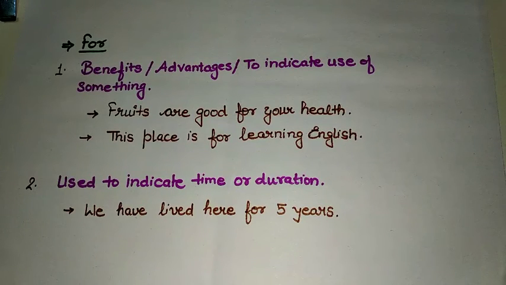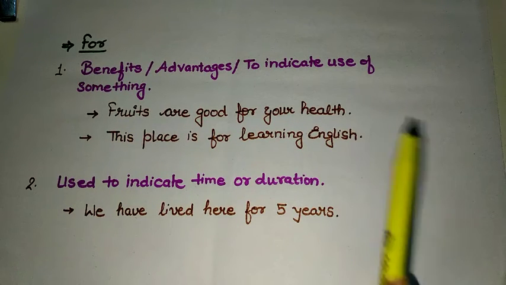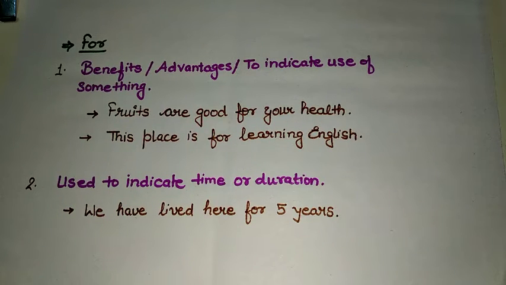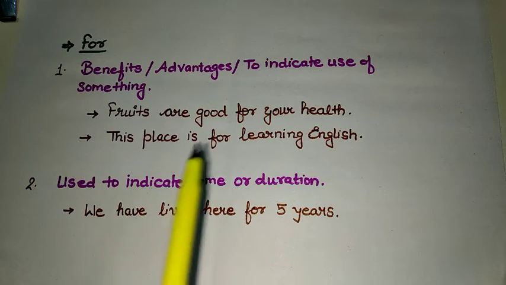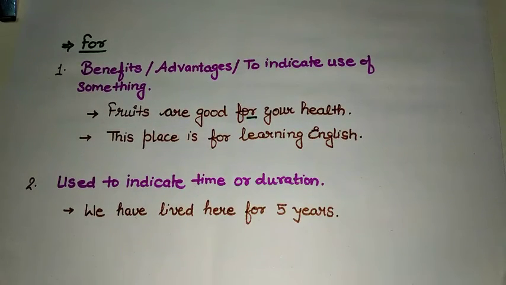After completing "to", let us move to "for". "For" is used for benefits, advantages, or to indicate the use of something. Like, fruits are good for your health. Here we are telling what the advantages of fruits are, or that fruits are beneficial. So we are using "for". Fruits are good for your health.